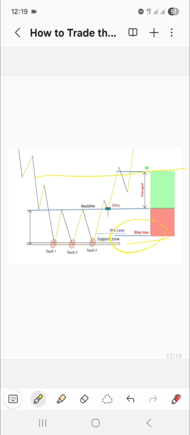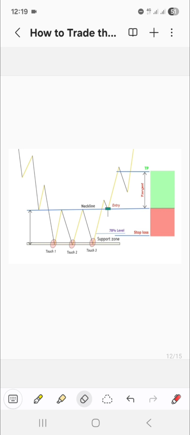You can see here, this is where the break of structure occurred. This is the retest here, and the retest was the entry, and this was the take profit, the next resistance level, and the next support level was what? The stop loss. You see it here, clear cut. So that would help you better.